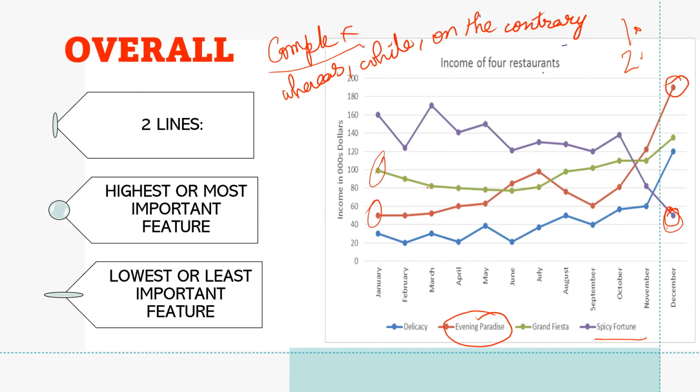Or you can take the red one and say, no, the red one is already done, so the blue one. So you can say, on the other hand, Delicacy kept fluctuating throughout before taking a hike at the end. Like this, you need to take two statements in your overall paragraph. As you can see, I have not used any number. I have not used half or something. I have just said which is highest, which is lowest, or which fluctuated or remained constant. So this is how you should write your overall paragraph. You should not include any data.